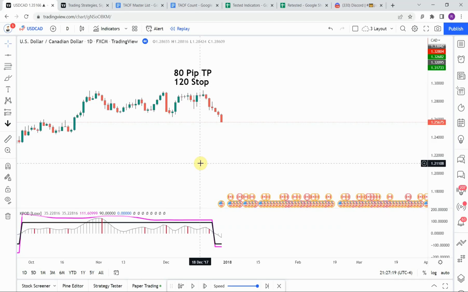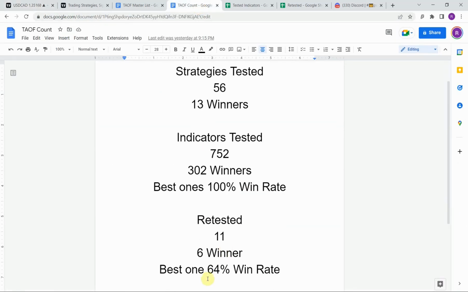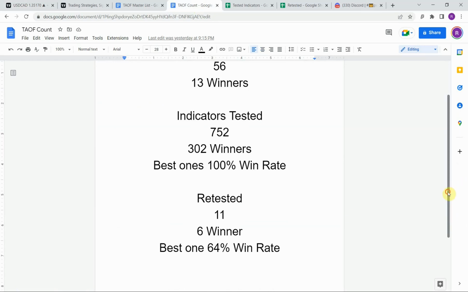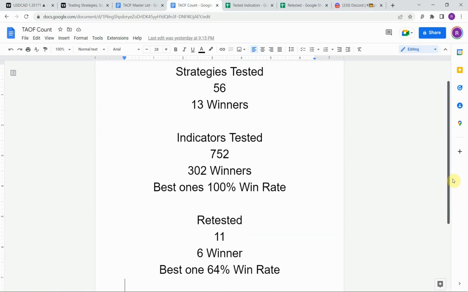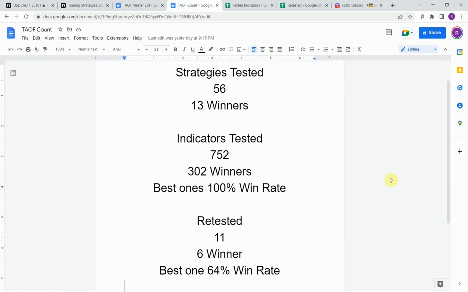Alright, as I said, today we will be testing the Kase peak oscillator with divergence. Before we do though, I wanted to put the testing scoreboard up for everyone to see. So to date, we have tested a total of 56 different strategies, with 13 of them being profitable.